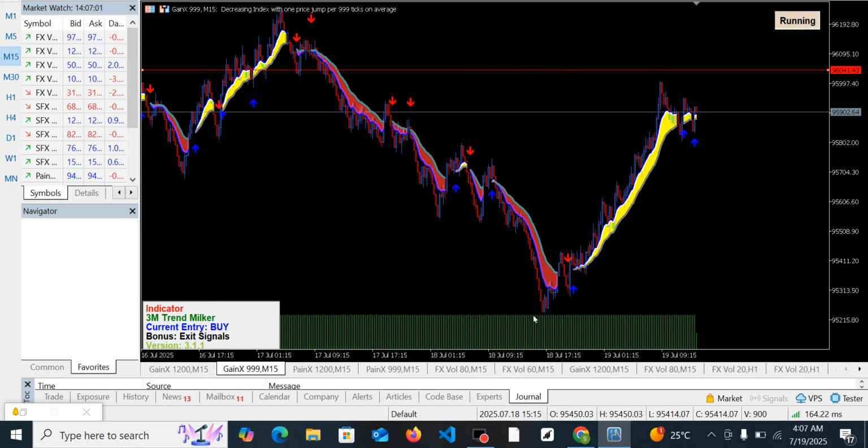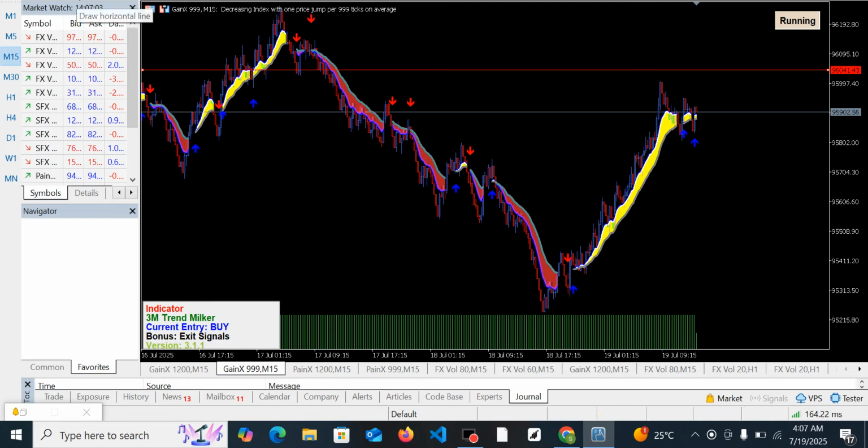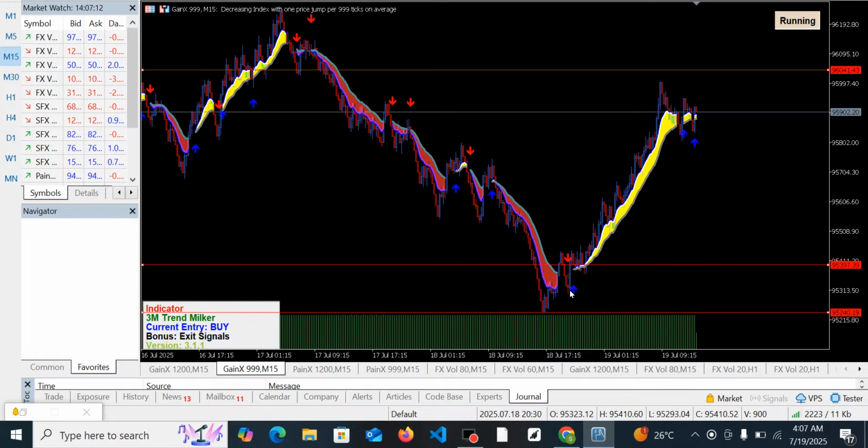And after getting to this support zone, it was unable to break out below this support zone. And as you can see, because it's unable to break out from here, it gave us an uptrend signal at this point. Okay, and of course you can see the buy signal right here. Check it out. It has been buying since then.